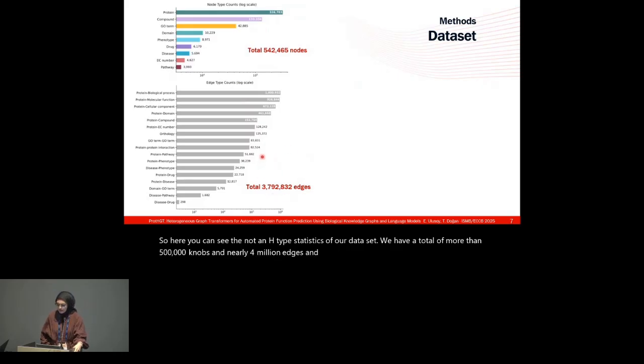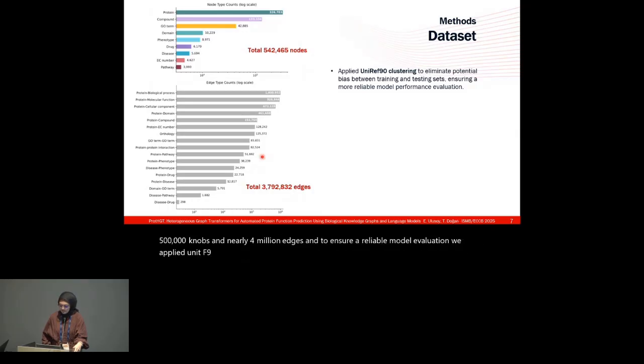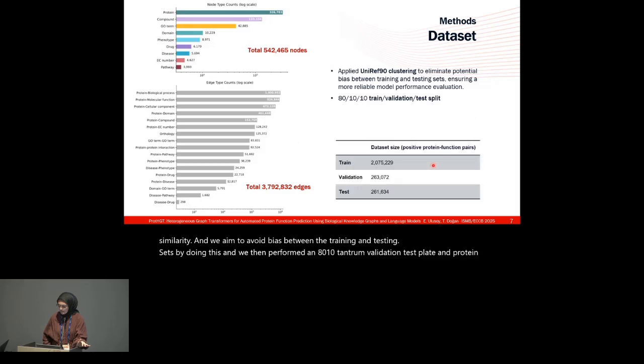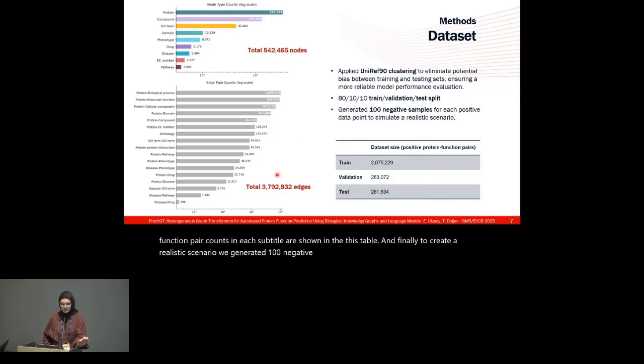And to ensure a reliable model evaluation, we applied UniRef90 clustering to only keep one of the proteins that have 90% sequence similarity, and we aim to avoid bias between the training and testing sets by doing this. And we then performed an 80-10-10 train, validation, test split, and the protein function pair counts in each split are shown in this table.